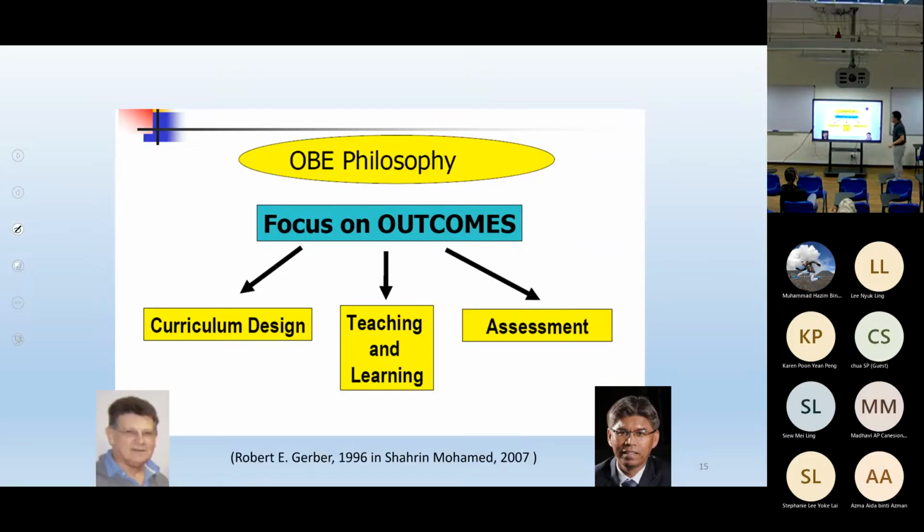So, the OBE philosophy focuses on outcomes. When we talk about outcomes, it is important for us to understand them. We need to look at something very important, the design. The design of the curriculum is very important. The design is the map. The map must be right. Traditionally, we used a map to travel. If your map is not accurate, you end up in a ditch. So this is called curriculum design.